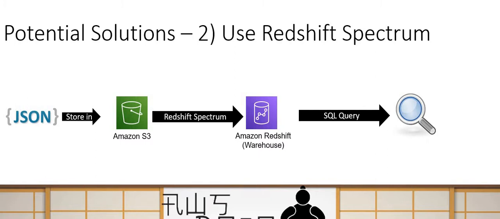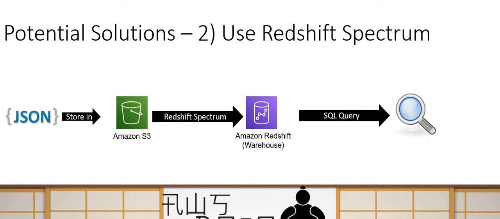So this is also a good approach. However, if you're looking for the same level of performance as you get within a Redshift table versus querying from S3, then of course within the Redshift table you get better performance than querying from the S3-based data store. So that's the second approach.